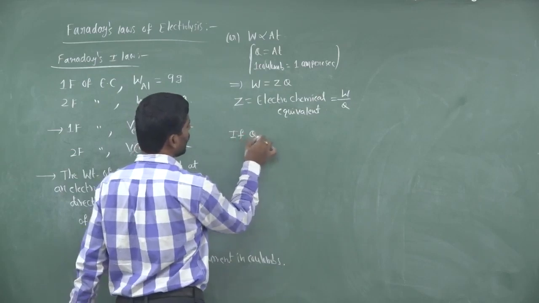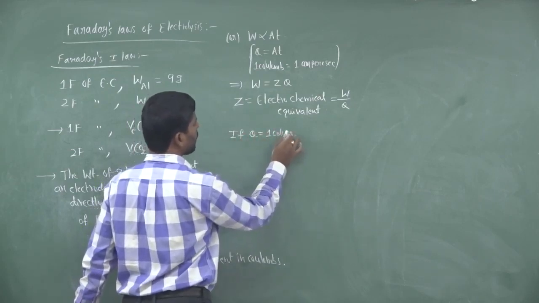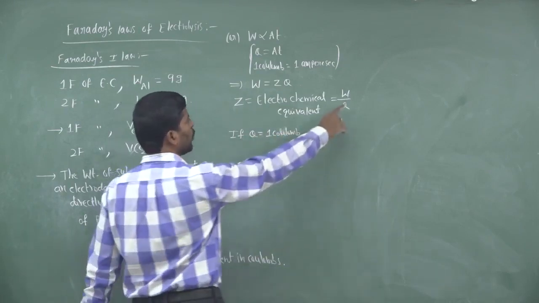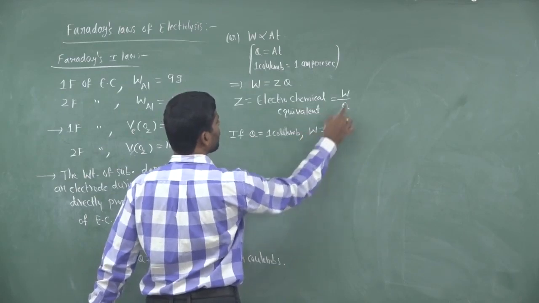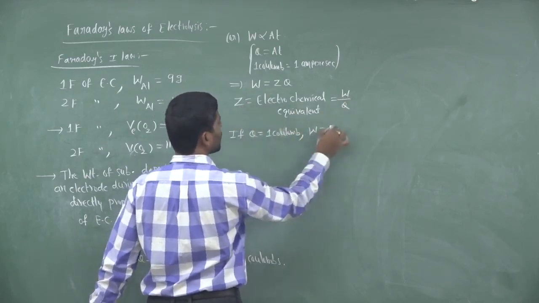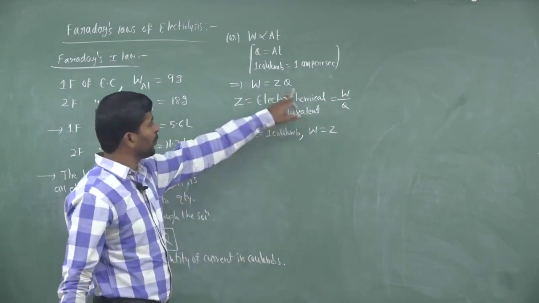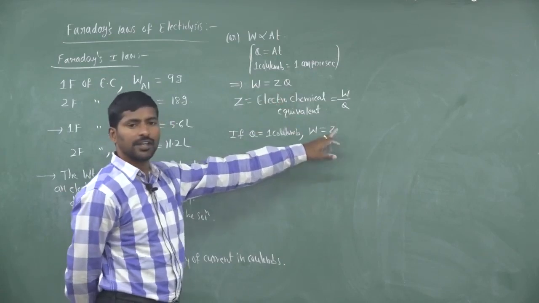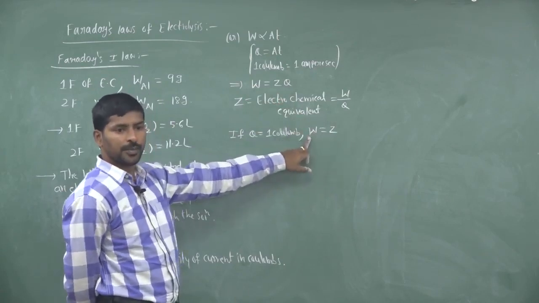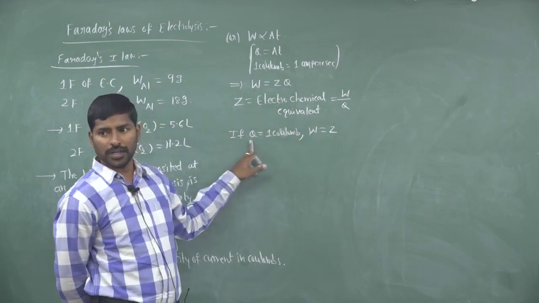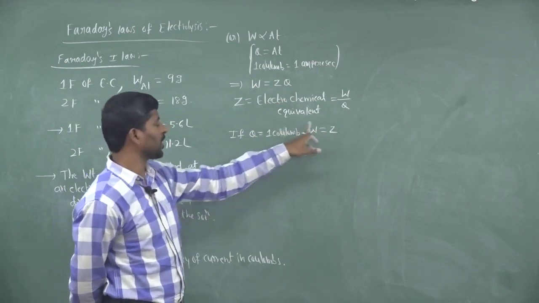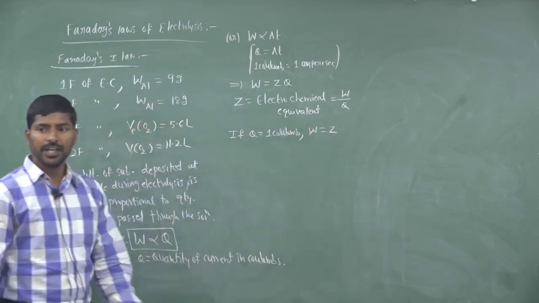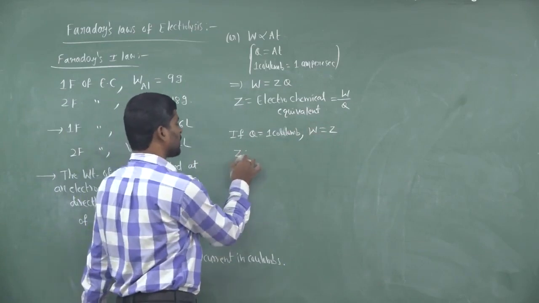If Q is equal to 1 coulomb, the quantity of current passed is 1 coulomb, then what about the weight of substance deposited? The weight of substance deposited is nothing but Z. If Q is equal to 1, the weight of substance deposited is equal to Z. So Z is the weight of substance deposited by passing 1 coulomb of electric current. That is called Z, the electrochemical equivalent. So electrochemical equivalent is defined like this only.